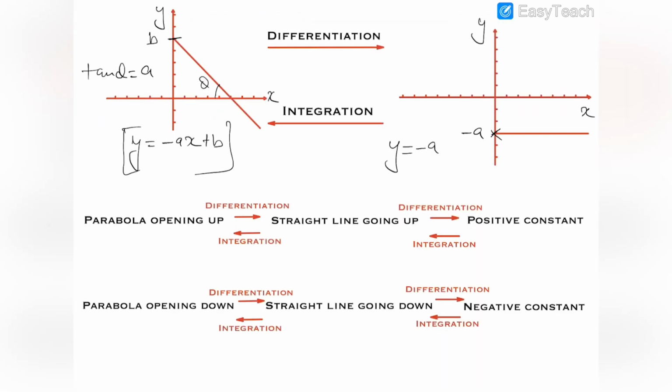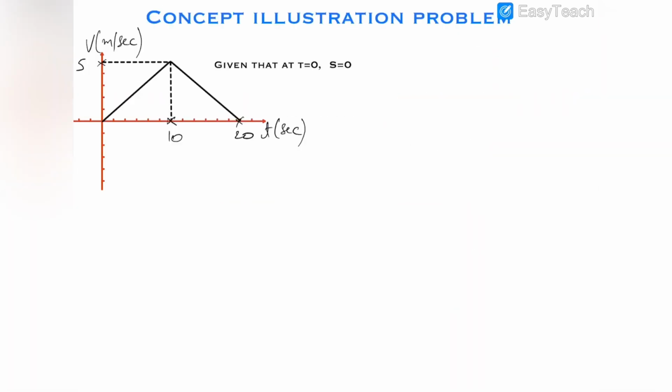So now we move on to the concept illustration problem to explain these concepts very easily. Now in this question, we are given a velocity time graph, and it is also given that at t is equal to 0, the displacement was 0. This is a velocity time graph of a particle which is moving on the x-axis, so it is a rectilinear motion. Now we have to draw the acceleration time graph and the displacement time graph.